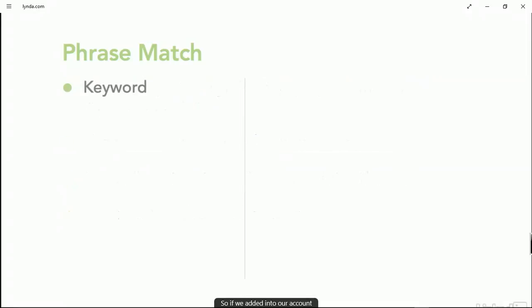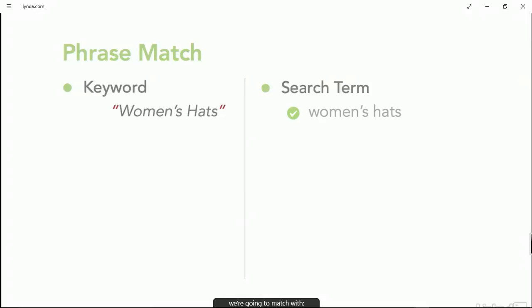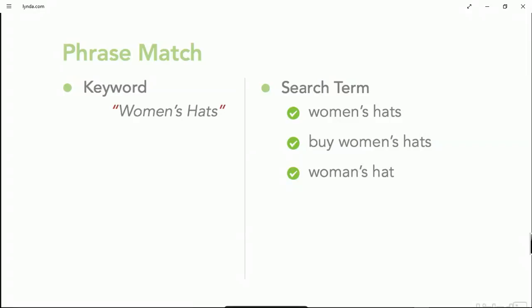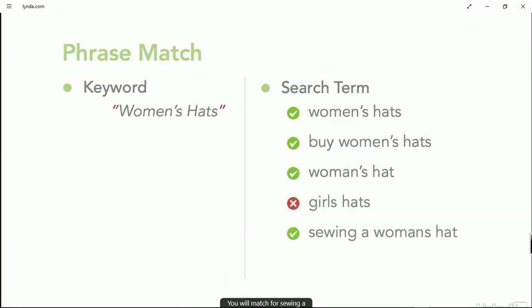So if we added into our account women's hats in quotes, we're going to match with women's hats, buy women's hats because you can have a word before or after the phrase, woman's hat because woman is such a close variation to women that Google's going to go ahead and show the ad for that. You will not match for girls' hats. You will match for sewing a woman's hat because, again, a word before is okay, and woman's is a close enough variation of women, but you will not match for women's baseball hats because you're putting a word in between the phrase.